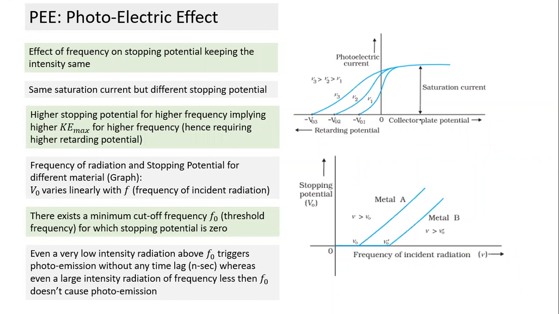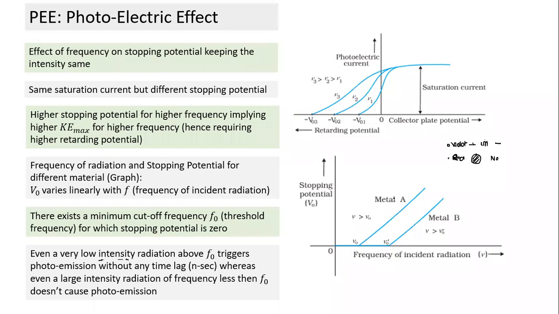If I have a light source which has very low intensity, I have kept the light source very far, or the power consumption of the source is very low. For example, a very feeble violet color source immediately, within nanoseconds, leads to the photoelectric effect. Whereas if I use red color, very bright and very powerful red light, there is no photoelectric effect. Why? This frequency is greater than the threshold frequency. This frequency is lesser than the threshold frequency.